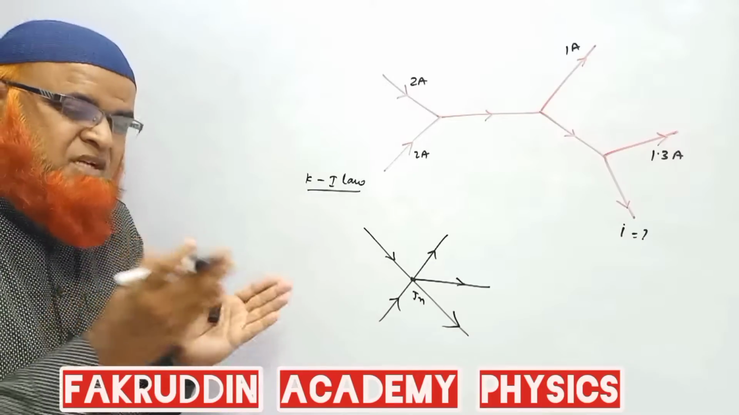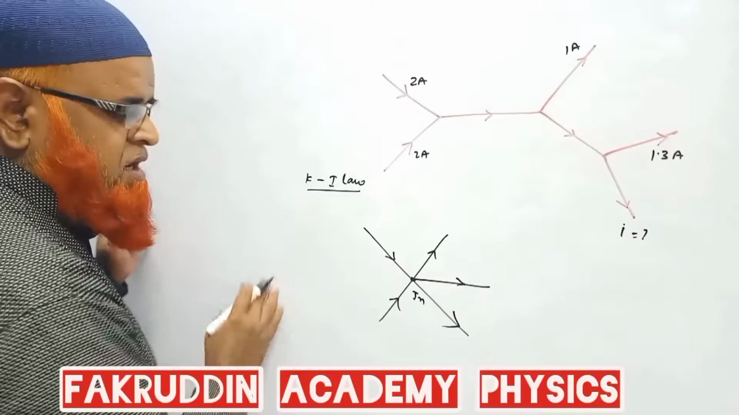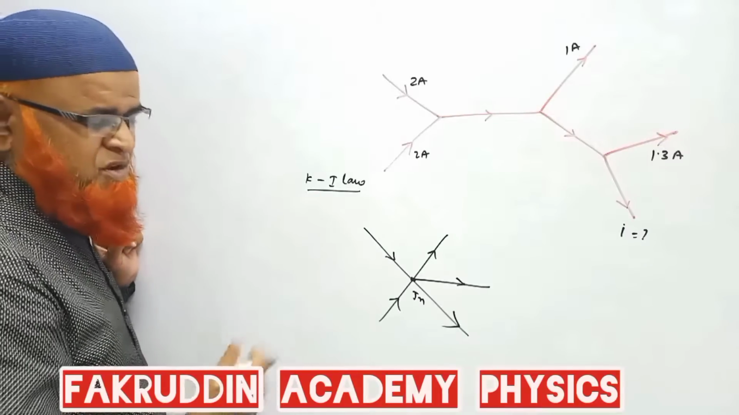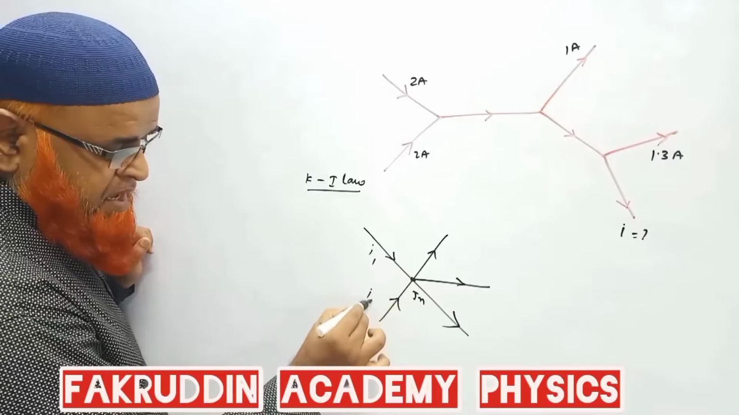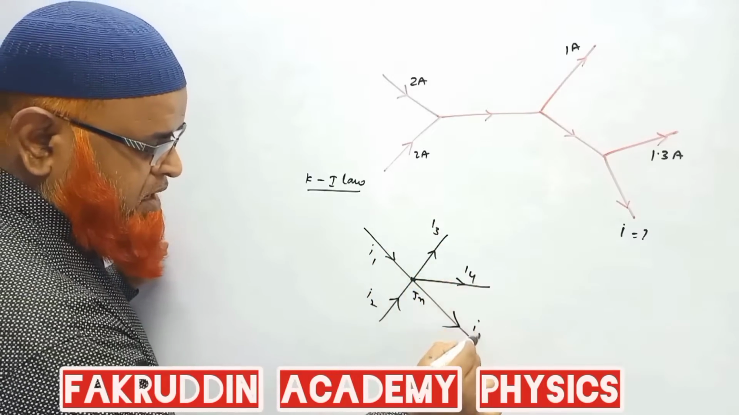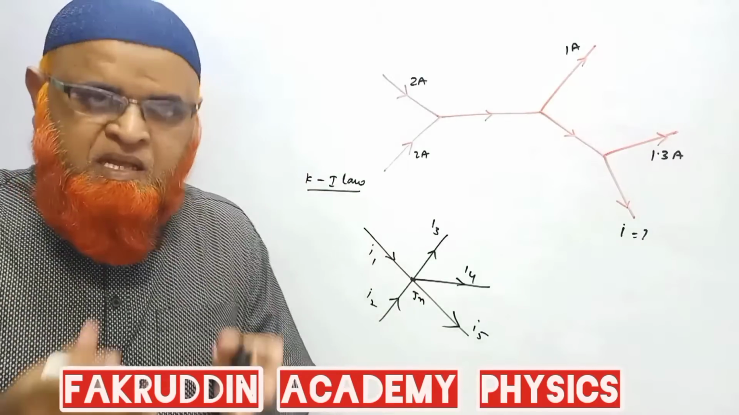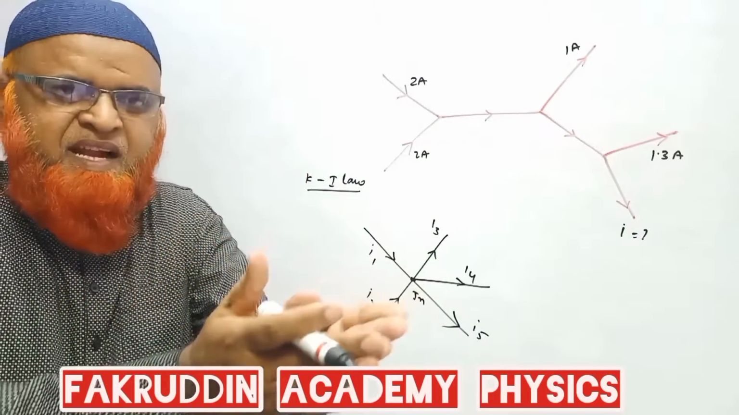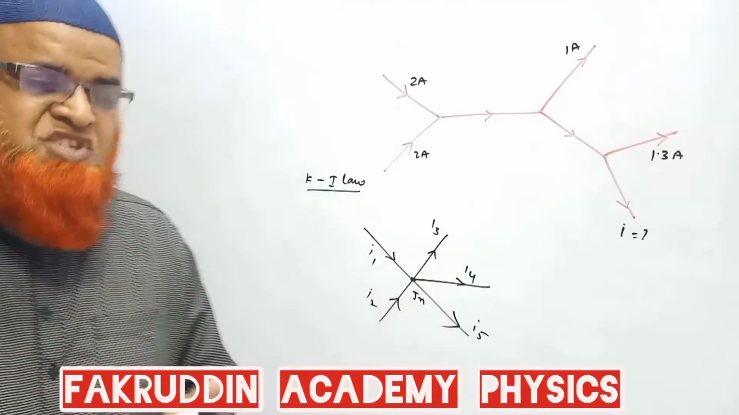This is also called Kirchhoff's first law or Kirchhoff's junction law. How does this law work? What is this law going to tell you? For that, let us take this as I1 and this as I2. This is I3, I4 and I5. According to Kirchhoff's first law, the algebraic sum of the currents meeting at the junction is equal to the sum of the currents leaving the junction.